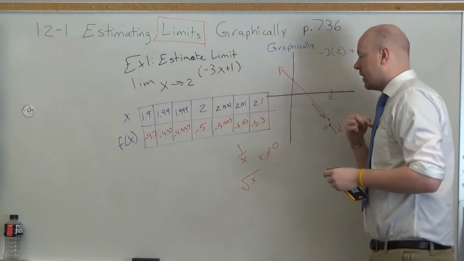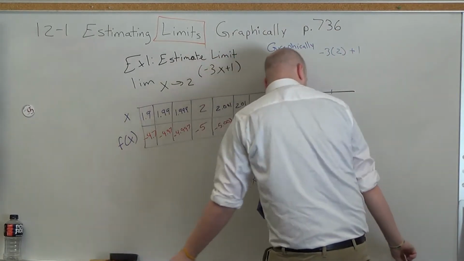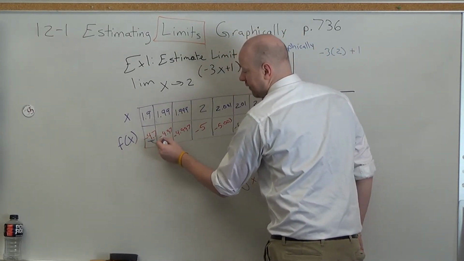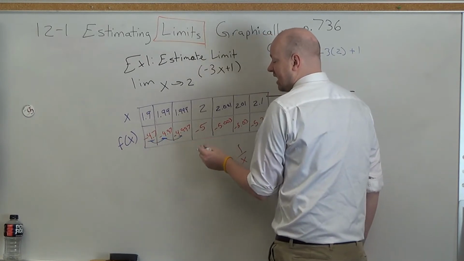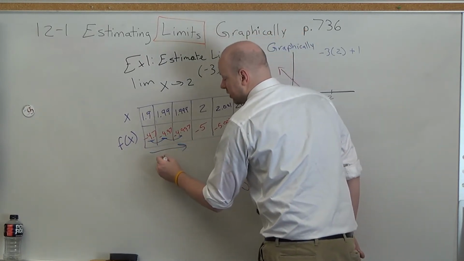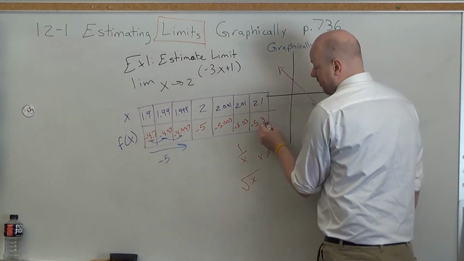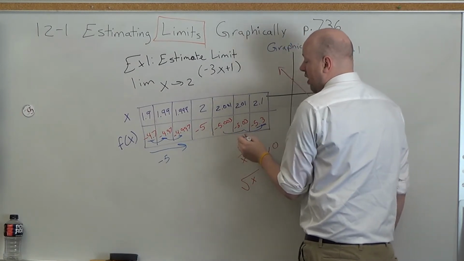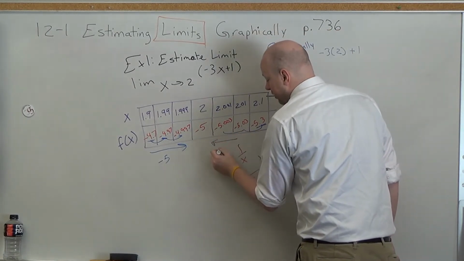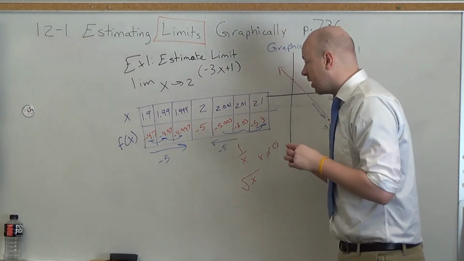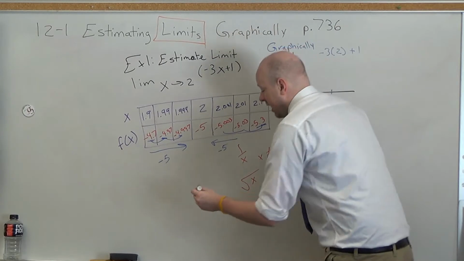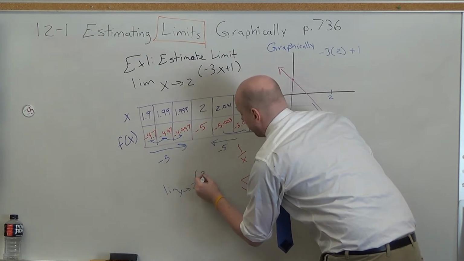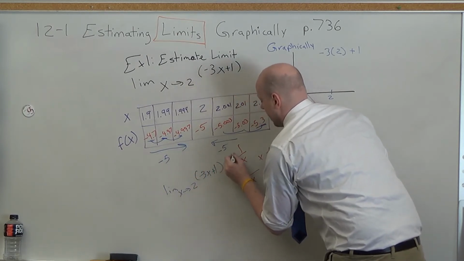Okay. So first of all, let's take a look at our values. Negative 4.7, negative 4.97, negative 4.997. Clearly I'm getting closer and closer to my negative 5 value. And from my other side, negative 5.3, negative 5.03, and negative 5.003, I am clearly also getting closer and closer to my negative 5 value. So here I would say my limit does exist, and the limit as x approaches 2 of negative 3x plus 1 equals negative 5.